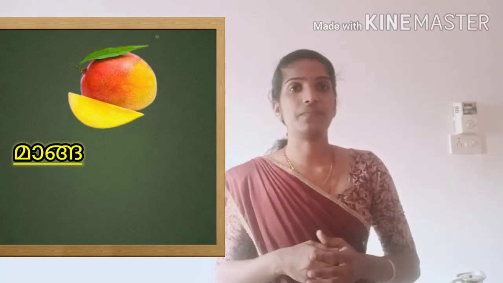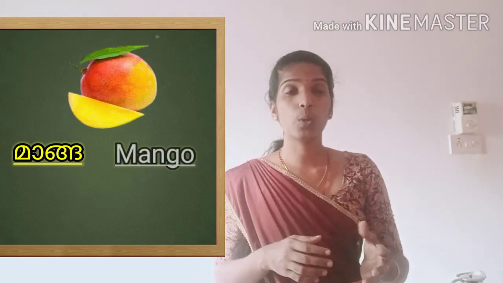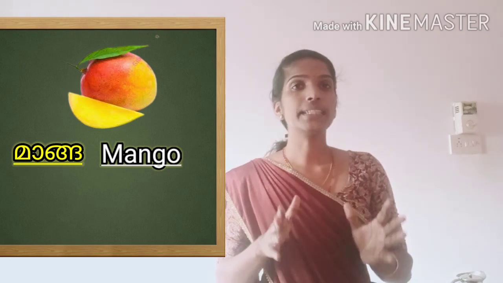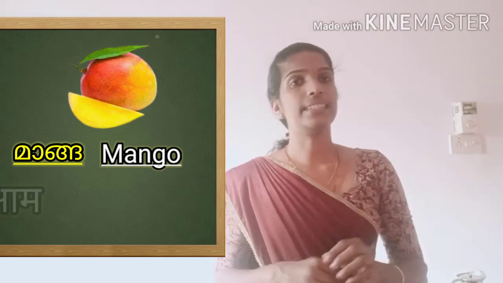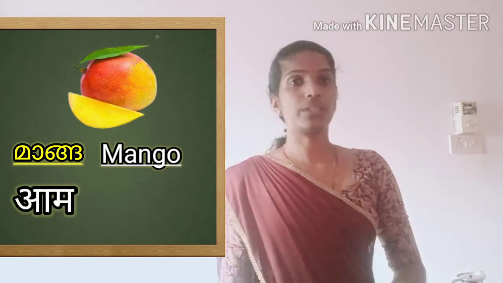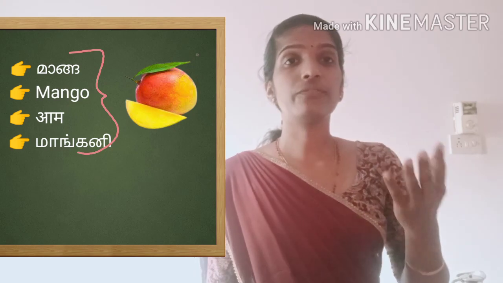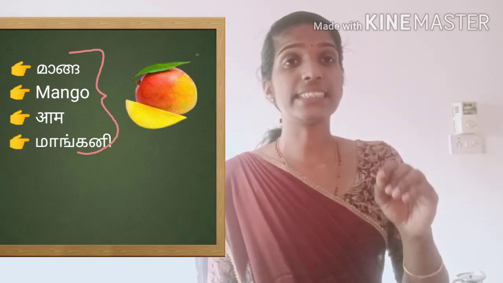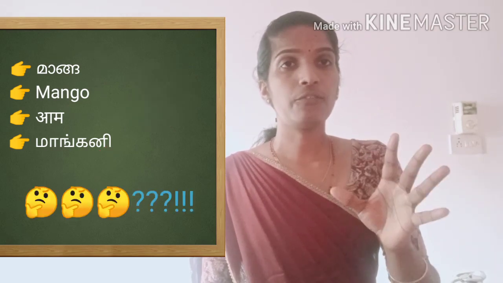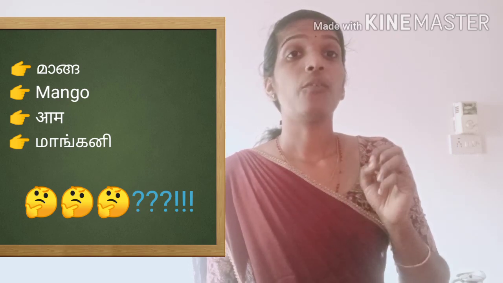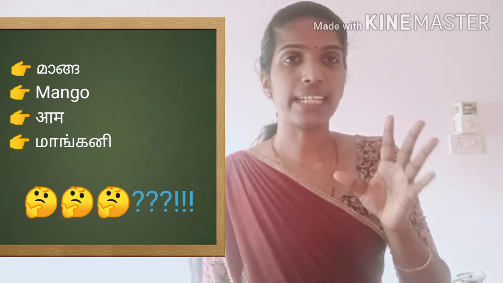In English we call this fruit as mango, and in Hindi we call this fruit as aam, and in Tamil we call this fruit as mangai. From this we can understand that for a single fruit we call it in different names. Yes, these different names make confusions among us. So we want to give a single name.